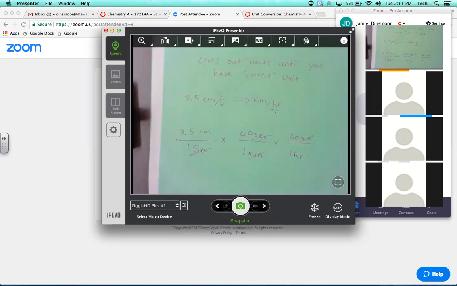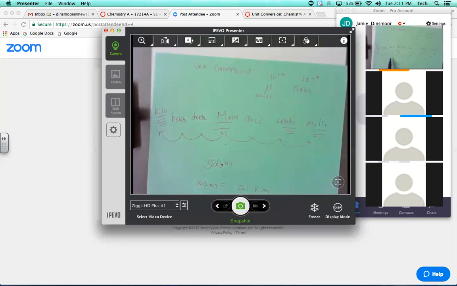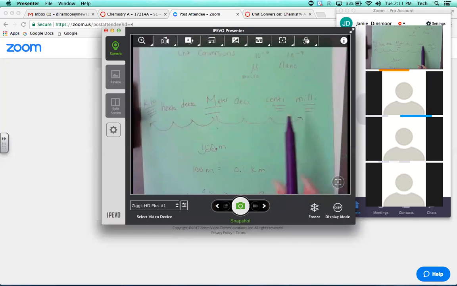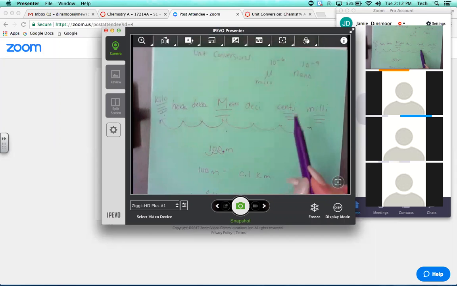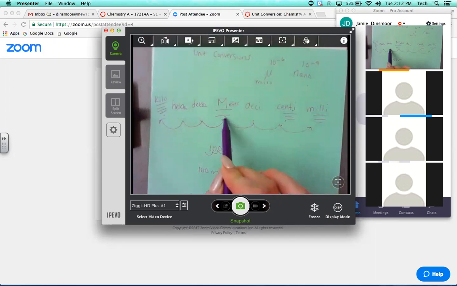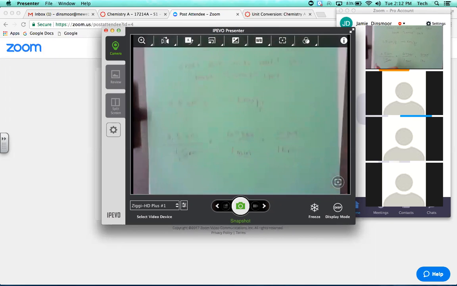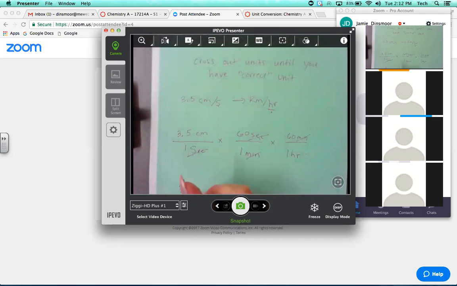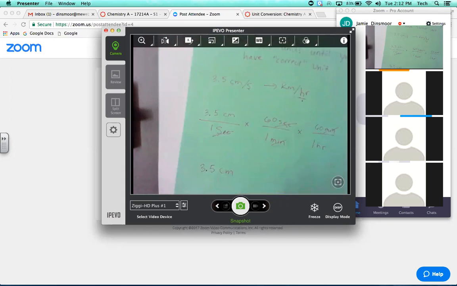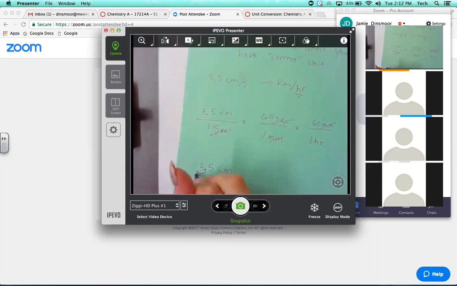I could do this in a bunch of steps, or I could do it in 1 step using what we just talked about, right? If I have my metric system set up here, if I'm going from centimeters to kilometers, I'm going to move the decimal 1, 2, 3, 4, 5 times to the left. So I have 3.5 centimeters. I already have a decimal here. I have to go 5 places to the left. 1, 2, 3, 4, 5. So I'm going to be adding 4 zeros there.